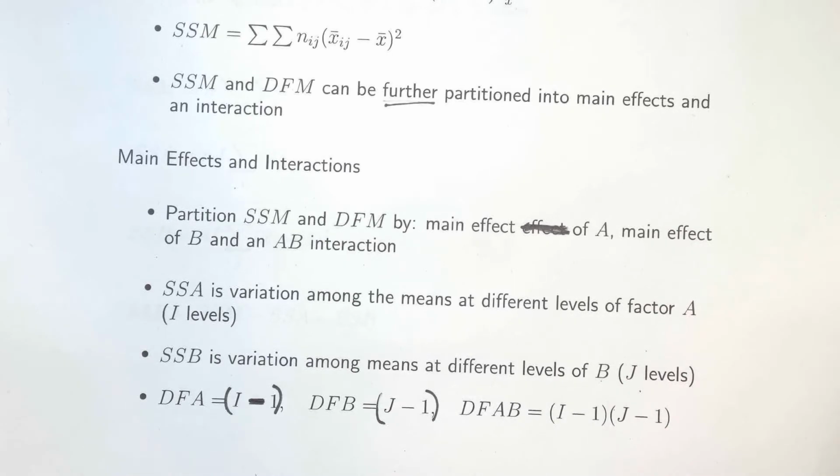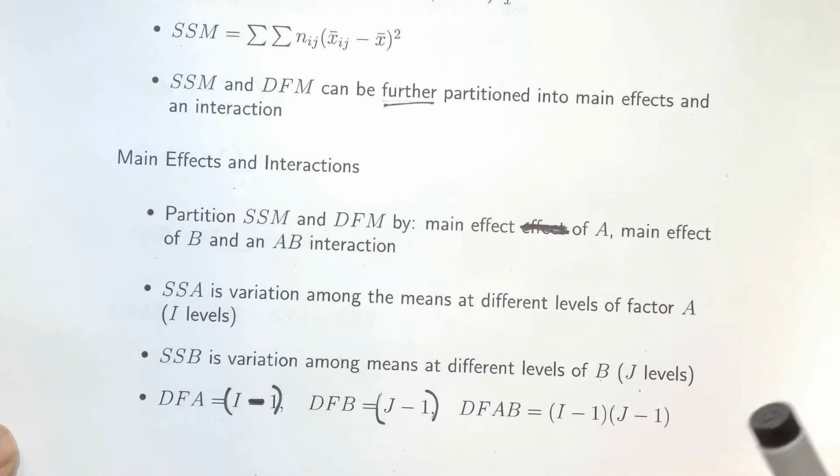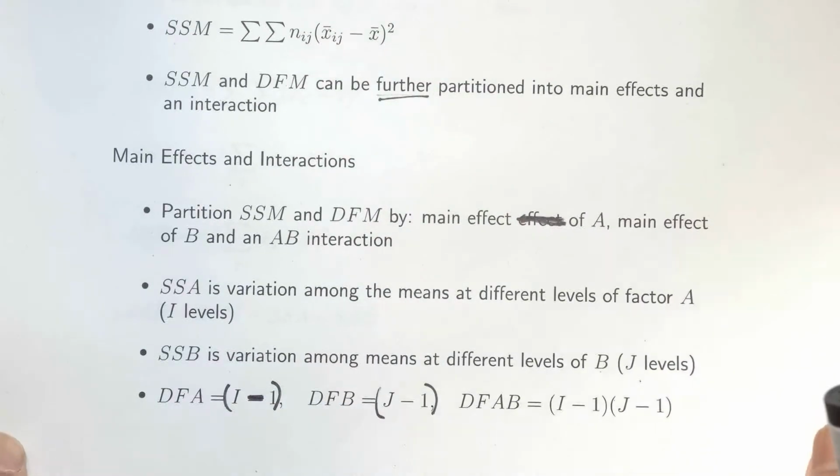we have J minus 1 degrees of freedom for factor B. And then the degrees of freedom for A and B are I minus 1 times J minus 1. This is kind of like what your error was in the randomized complete block design, because remember there we didn't have an interaction. So this is what the degrees of freedom turn out to be.